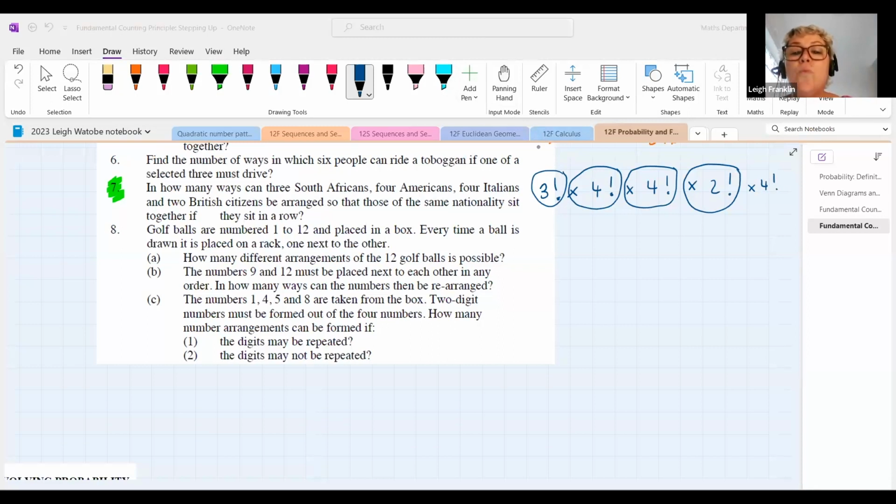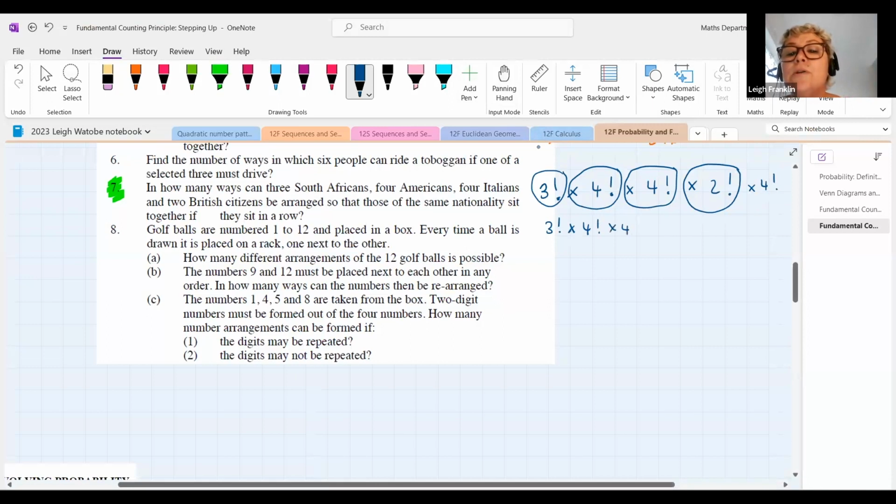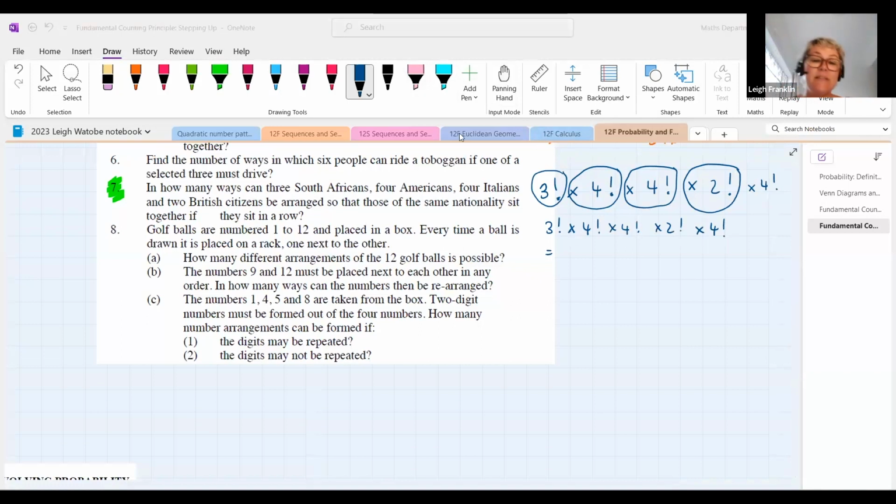Okay, so that's why it's 3 factorial times 4 factorial times 4 factorial times 2 factorial times 4 factorial. Okay, that was not an easy question. Does that make sense now, Leanne? Once you get that, it actually becomes quite easy, but it's just understanding that in the first instance.